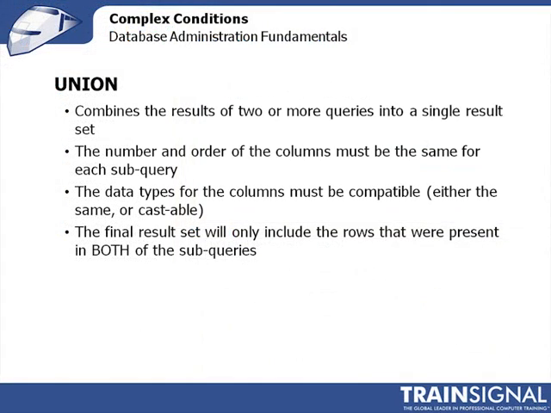Union isn't exactly an operator. What it does is take two separate queries and combine them into a single result set. The number and the order of the columns must be the same for each of those two queries. And the data types for the columns must be compatible, meaning the columns either have to be of the same data type or implicitly castable into the same data type. The final result set will only include the rows that were present in both of the subqueries.